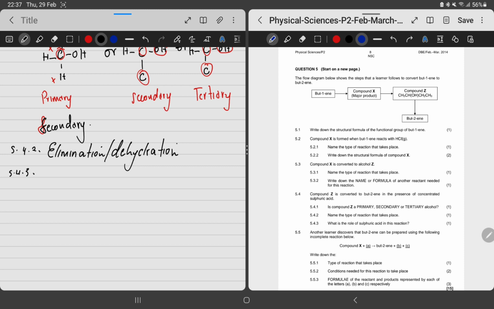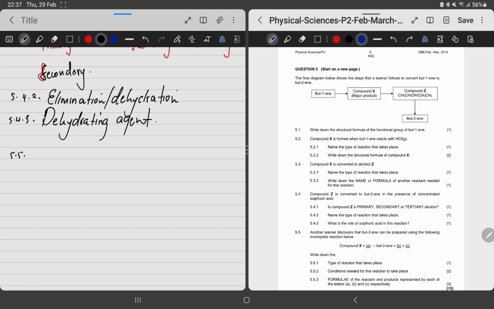5.4.3. What is the role of the sulfuric acid in this reaction? We are removing water, remember. So the sulfuric acid acts as a dehydrating agent. Or you can say that it acts as a catalyst.